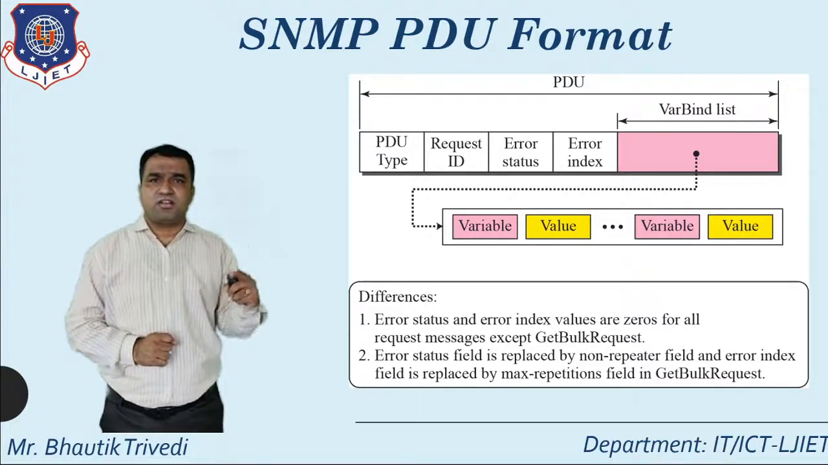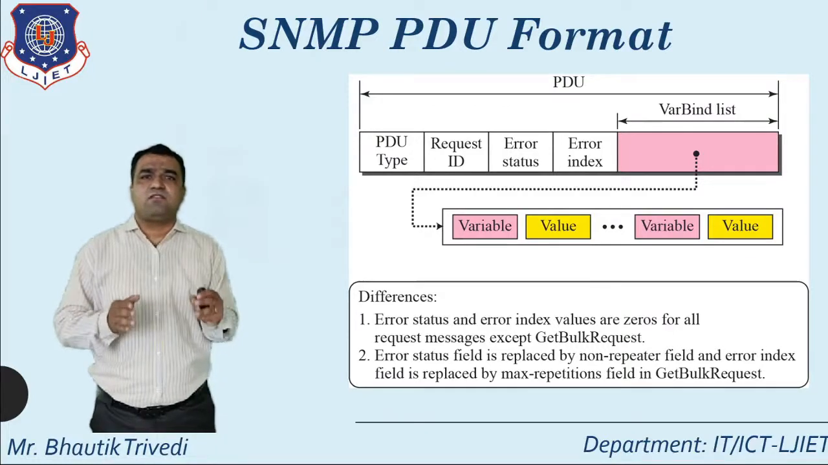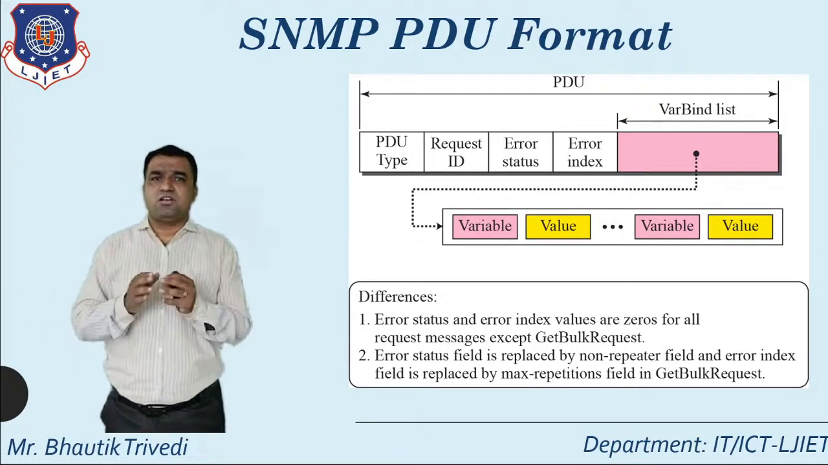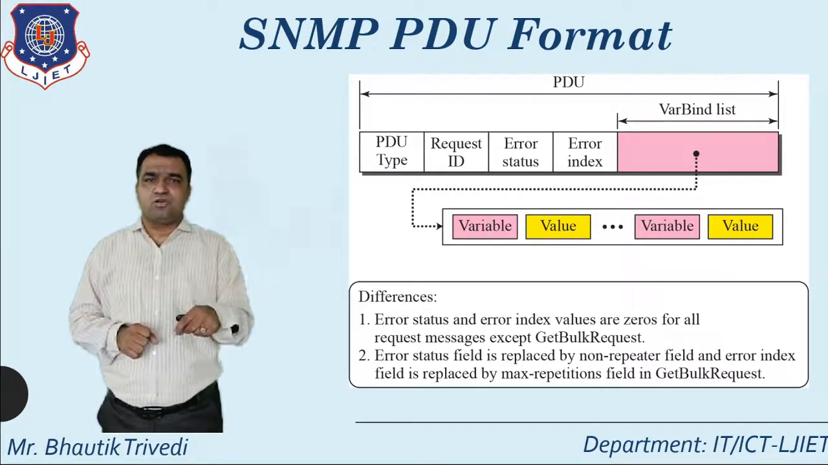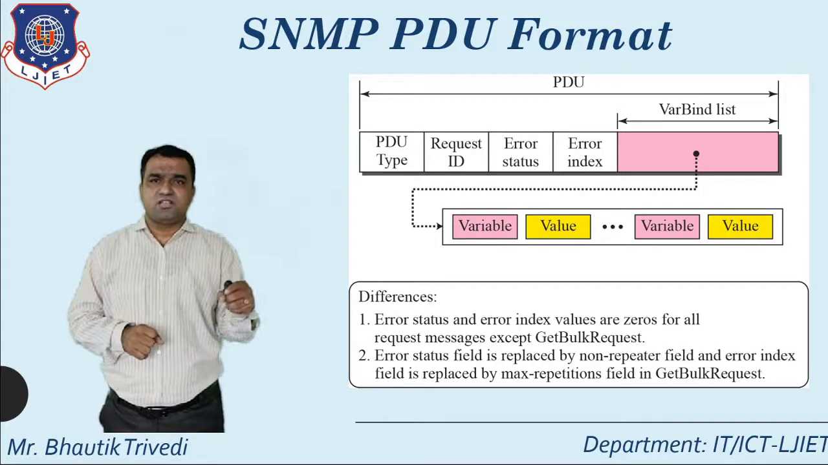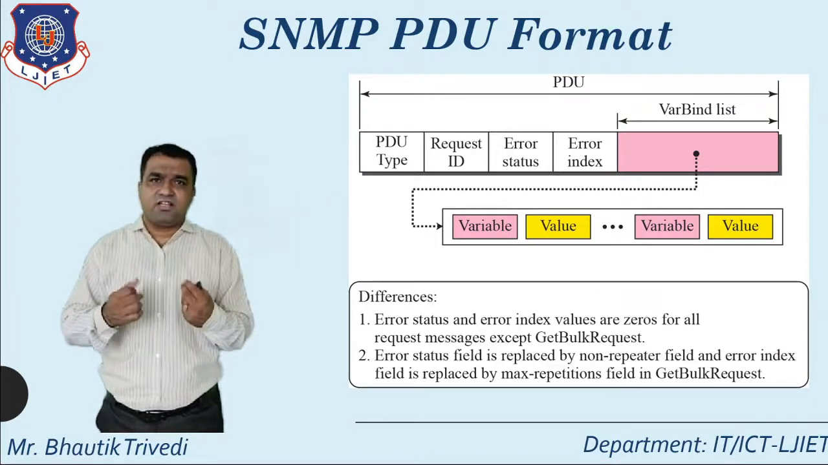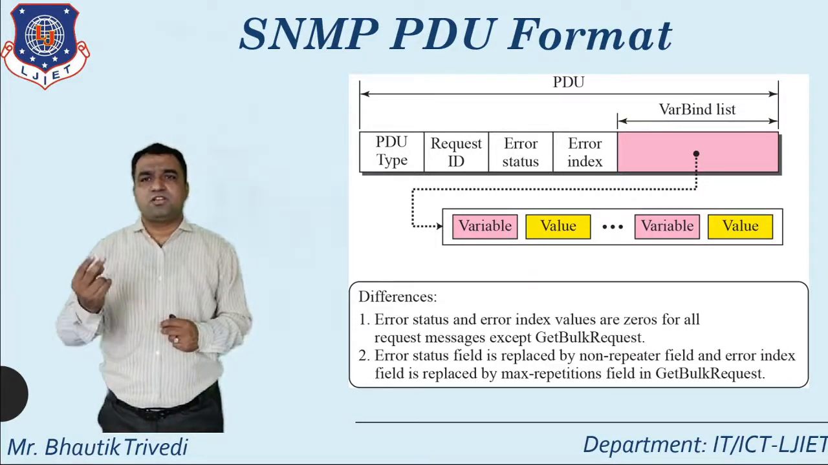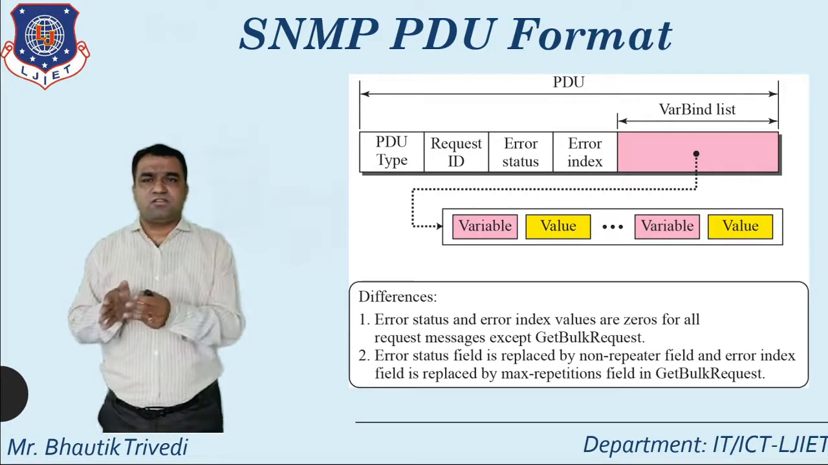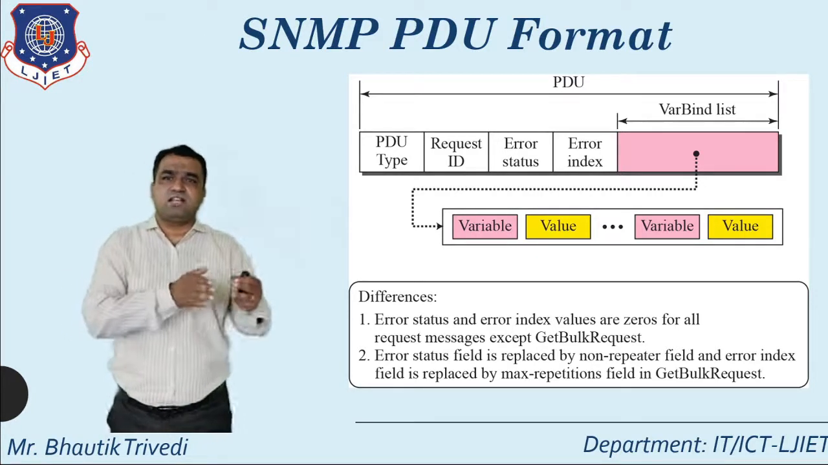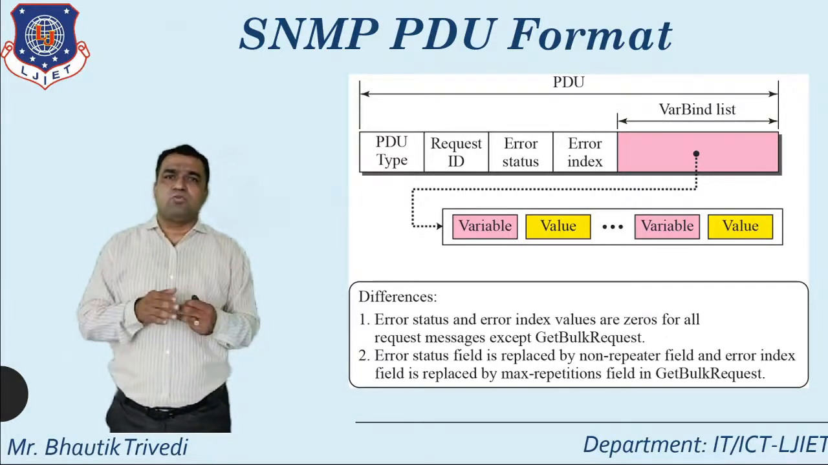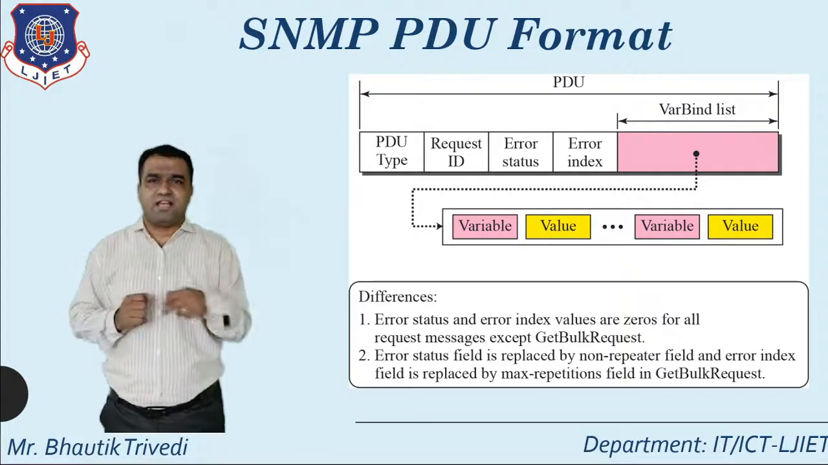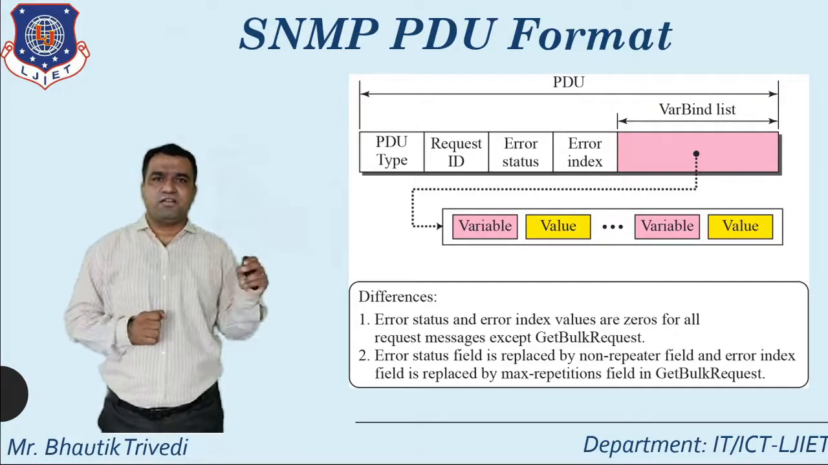Then the error status, then the error index, and then the variable list. Means whatever different variables you bind in this PDU. So that is the variable bind list, how I bind the variable list. That supports two parts: one, the variable, and second, the value. Whatever list of variables you have, you can directly bind in this variable bind list.